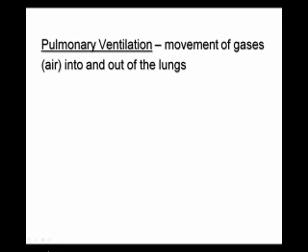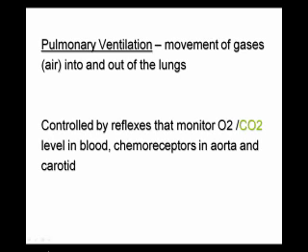Pulmonary ventilation is simply breathing. It's the movement of gases or air into and out of the lungs. Pulmonary ventilation is controlled by the respiratory center. This is in the medulla oblongata of the brain. The medulla causes us to breathe anywhere from 12 to 20 times per minute, which is average for an adult. The respiratory center monitors carbon dioxide concentration in the blood and also pH. And so we can adjust the rate of breathing or the depth of breathing as needed.